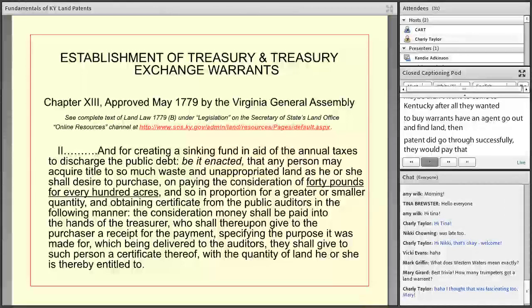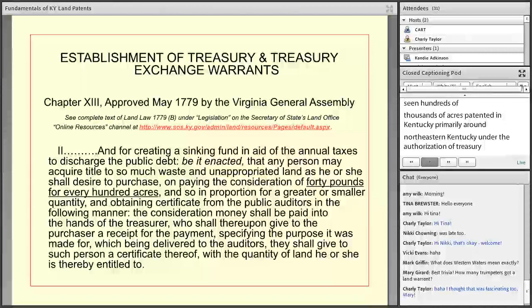In Land Law B, approved May 1779, the General Assembly said, "For creating a sinking fund and aid of the annual taxes to discharge the public debt, be it enacted that any person may acquire title to so much waste and unappropriated land as he or she shall desire to purchase on paying the consideration of 40 pounds for every 100 acres." We have seen hundreds of thousands of acres patented in Kentucky, primarily around northeastern Kentucky, under the authorization of Treasury warrants. And perhaps the buyer never set his foot in Kentucky.